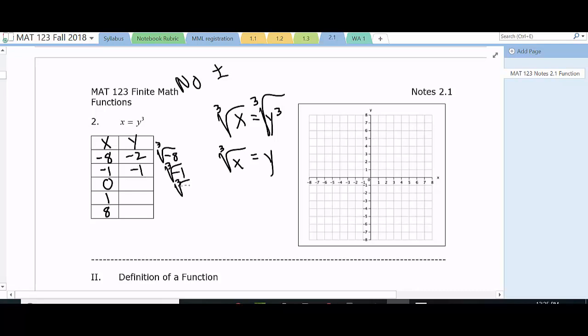How about cube root of 0? Cube root of 1? 1, because 1 times 1 times 1 is 1. And finally, how about cube root of 8? 2. There you go. Okay?